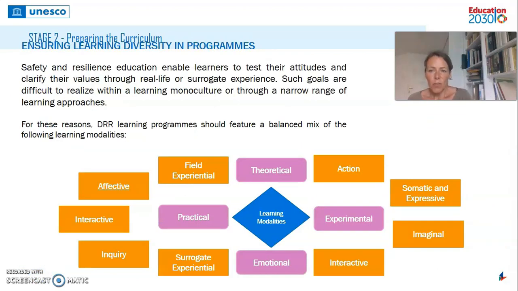It is important also to ensure learning diversity, so have different pedagogies and learning approaches to discuss disaster risk reduction, on the one hand on a theoretical level, but also to integrate DRR in an experimental way, to make sure that you also talk about and address emotions that such an issue can provoke, and include very hands-on activities. You have here a nice mix of activities that can be involved in DRR teaching.